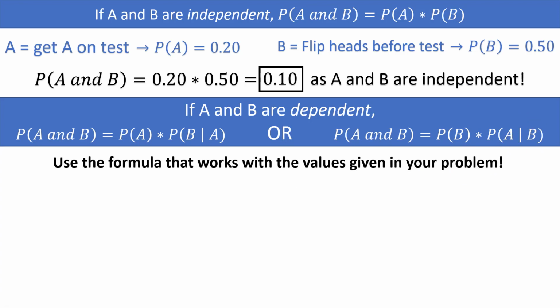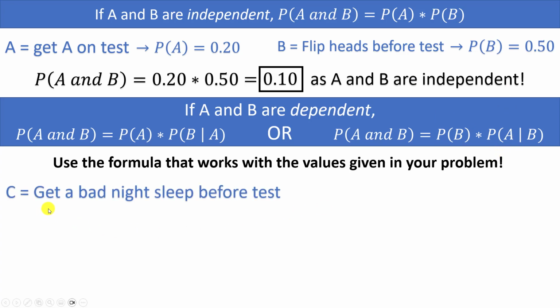You should use the formula that works with the values given in your problem. So if you have the chance of A and the chance of B given A, then you should use the first formula. And if you have the chance of B and the chance of A given B, then you should use the second formula. Let's look at an example.